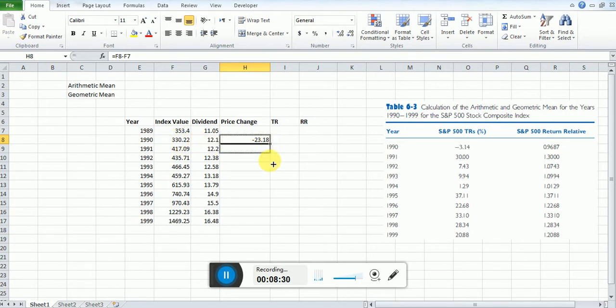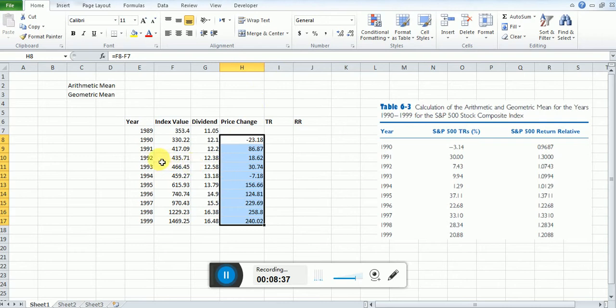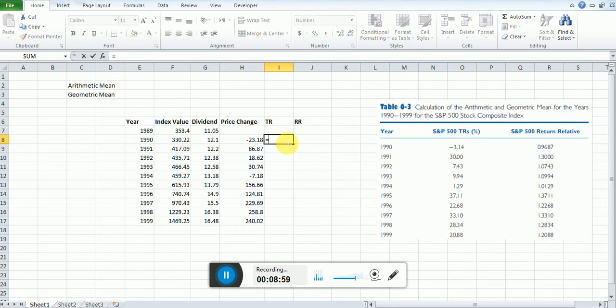Okay, just drag it down to 1999. So this is the price change we have across 10 years. Now how much is the total return? If you remember in the formula I have explained, dividend plus price change. This is giving us the total return because this is annual dividend and this is the price change. So equal sign, just take the bracket, we have a price change and then we have dividend.